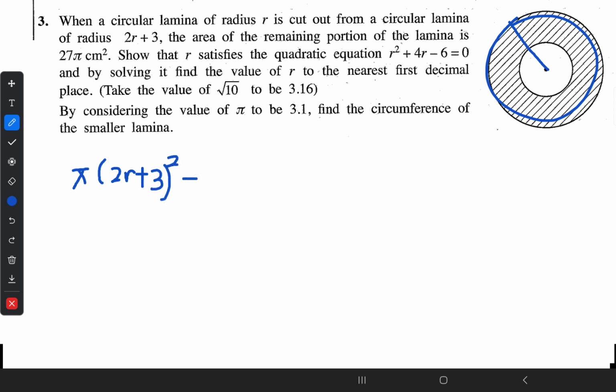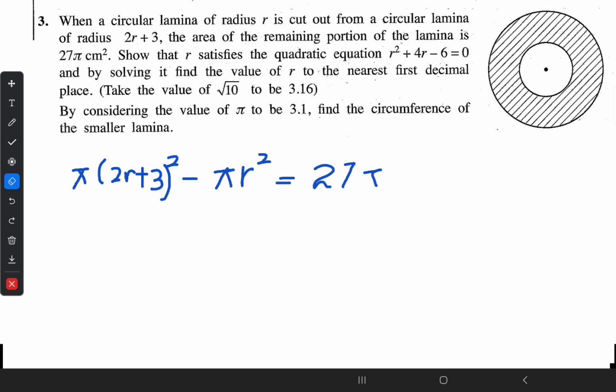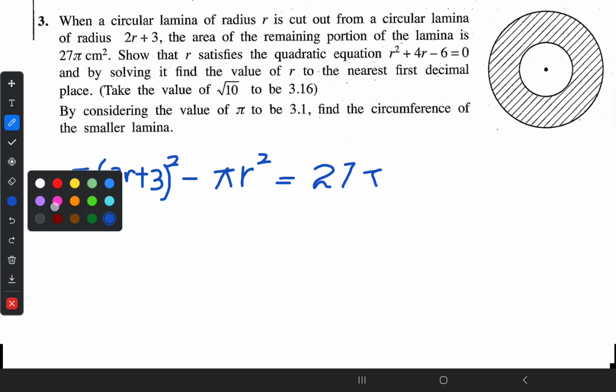Minus, from that we have to subtract the lamina with radius r. That means pi r squared. We have to subtract pi r squared. That is equal to 27 pi square centimeters. Okay, that is the given data in the question.